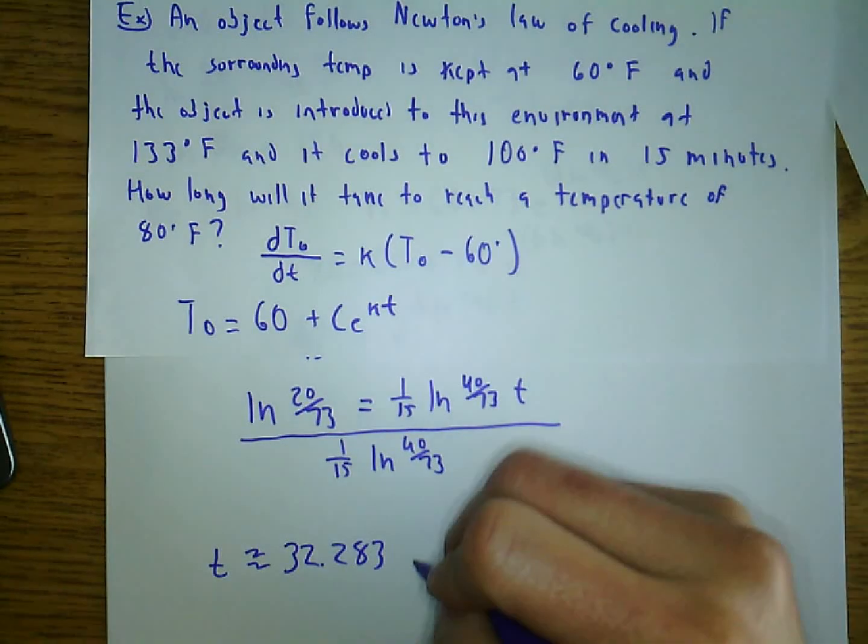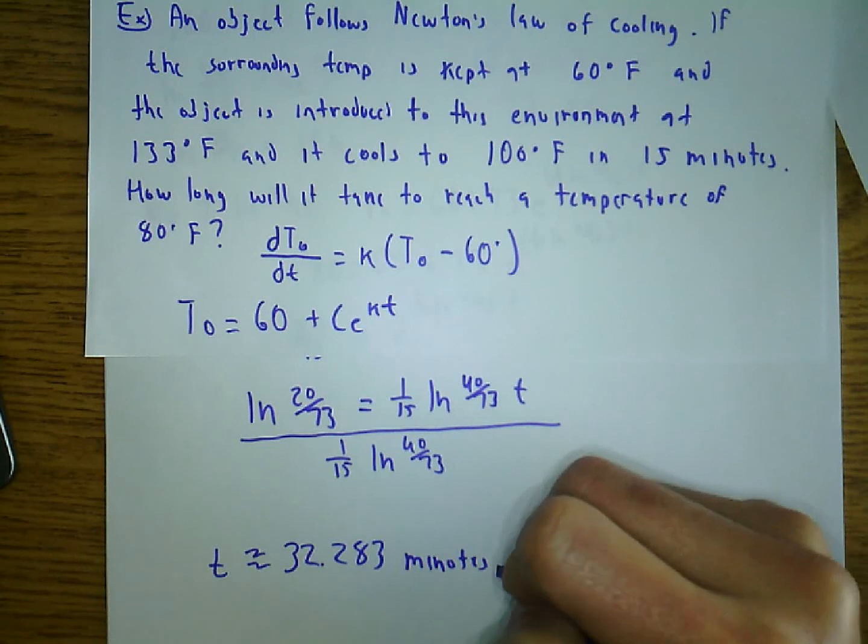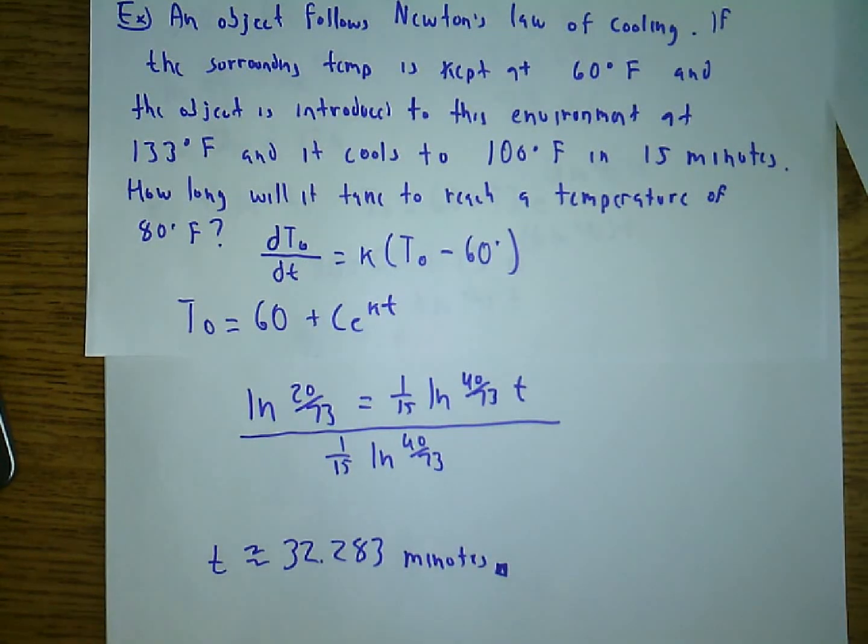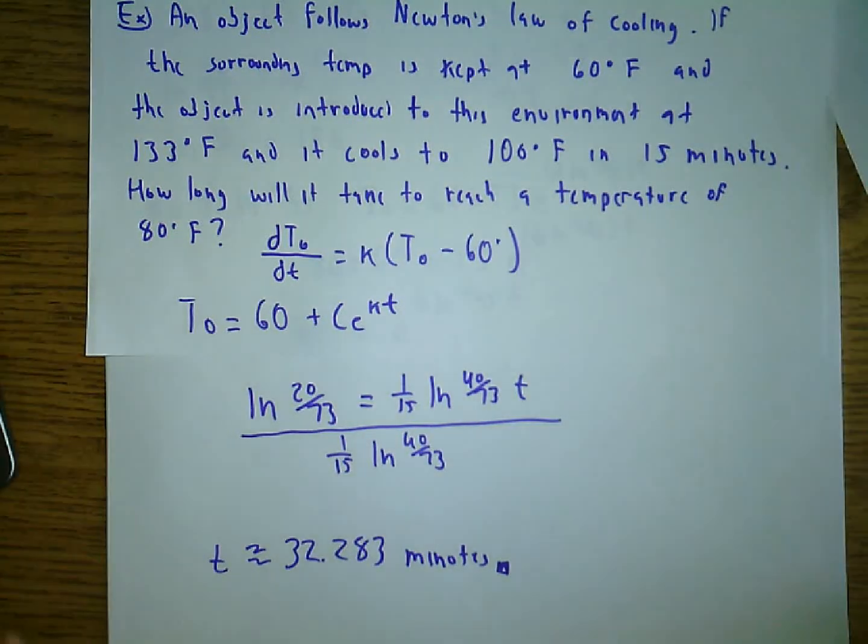From where? After the 15 minutes or from the moment this object was introduced to the surroundings? From the moment it was introduced. Exactly. One thing you want to be careful on the AP exam is sometimes they word things differently. So for example, one way I saw it one year was like, how much longer did it take? So if it said how much longer, what would you have to do? Subtract the 15. So then it would be 17.283 minutes. Okay? So please just pay attention to the wording of a problem.